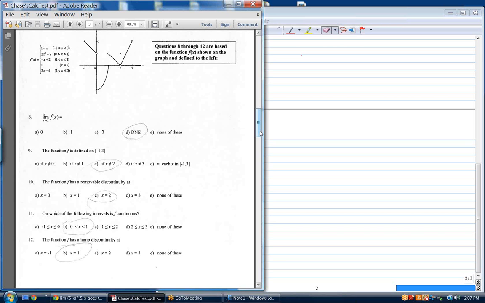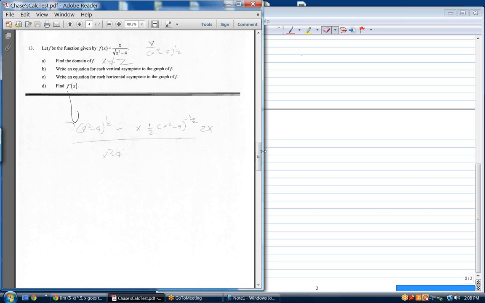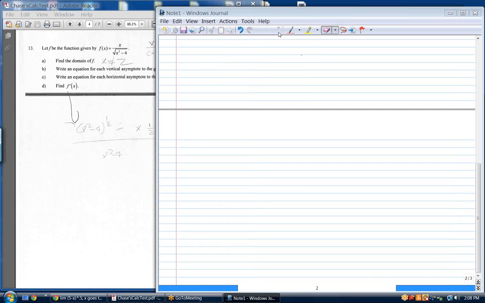You need to go through any of these? No, that was... Yeah. This one, a little different. The domain of f. Well, what's our only restriction here? That you can't have a 0 in the denominator. Or you can't have what's inside that radical be negative.